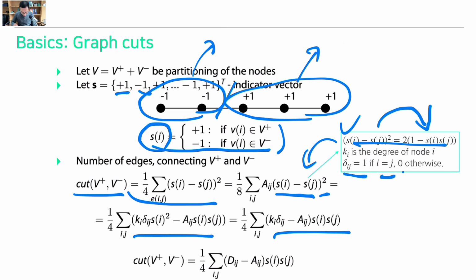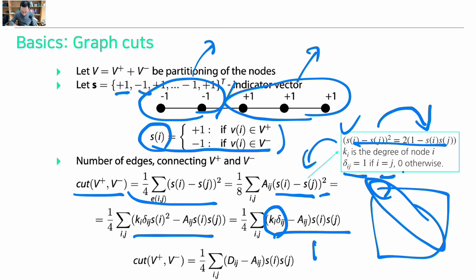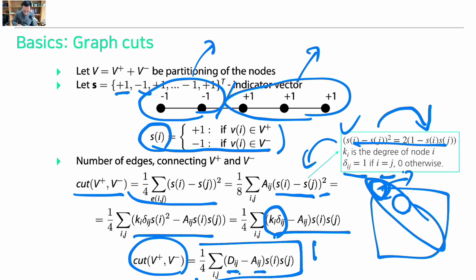By this observation, this is the same as the degree matrix. As you know, the degree matrix is a diagonal matrix, so it has the degree of each node. For example, at the first position we place the degree of the first node, and A is the adjacency matrix. So we are able to get this cut matrix.